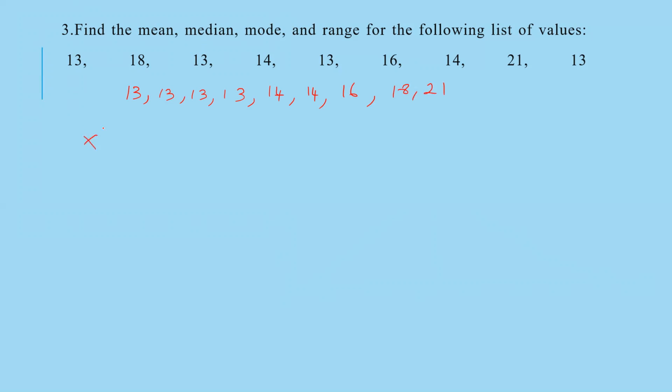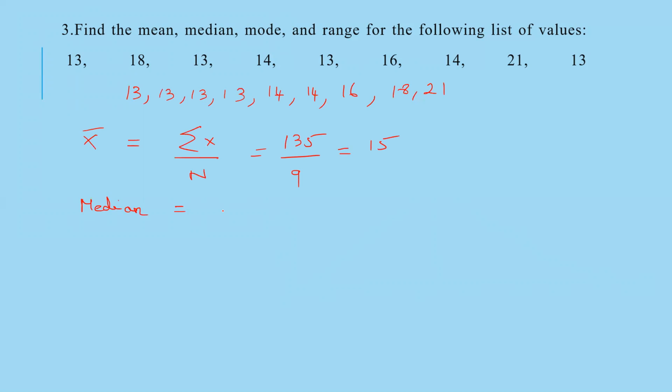So let's calculate the mean for individual series. The formula for mean is summation x by n. X is nothing but the given values. When you total up these values, this is 135 divided by n. The number of observations is 9. So mean is 15.